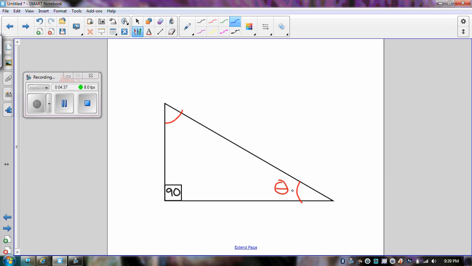Now, there are 3 different sides to a triangle, and they're all given 3 different names. First of all, let's focus on the side right here that is the longest of the triangle. This side is called, if you were not aware, the hypotenuse.